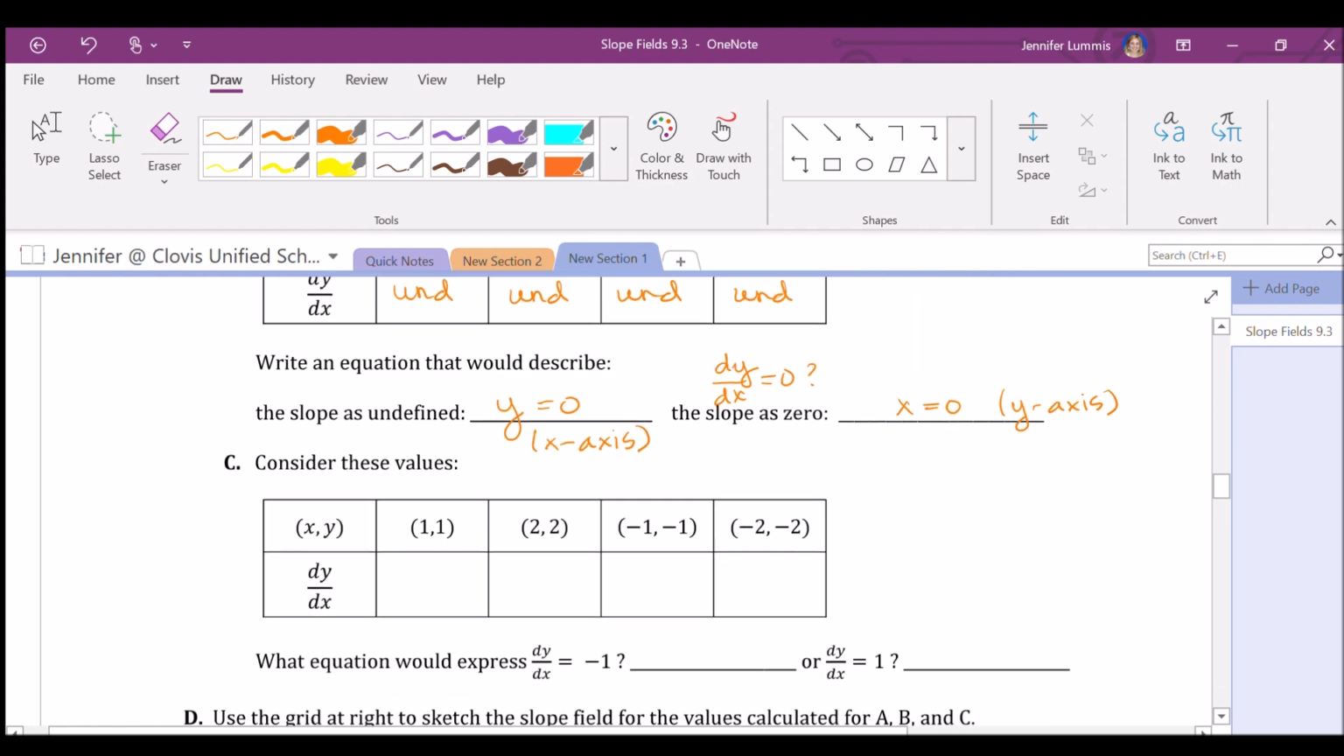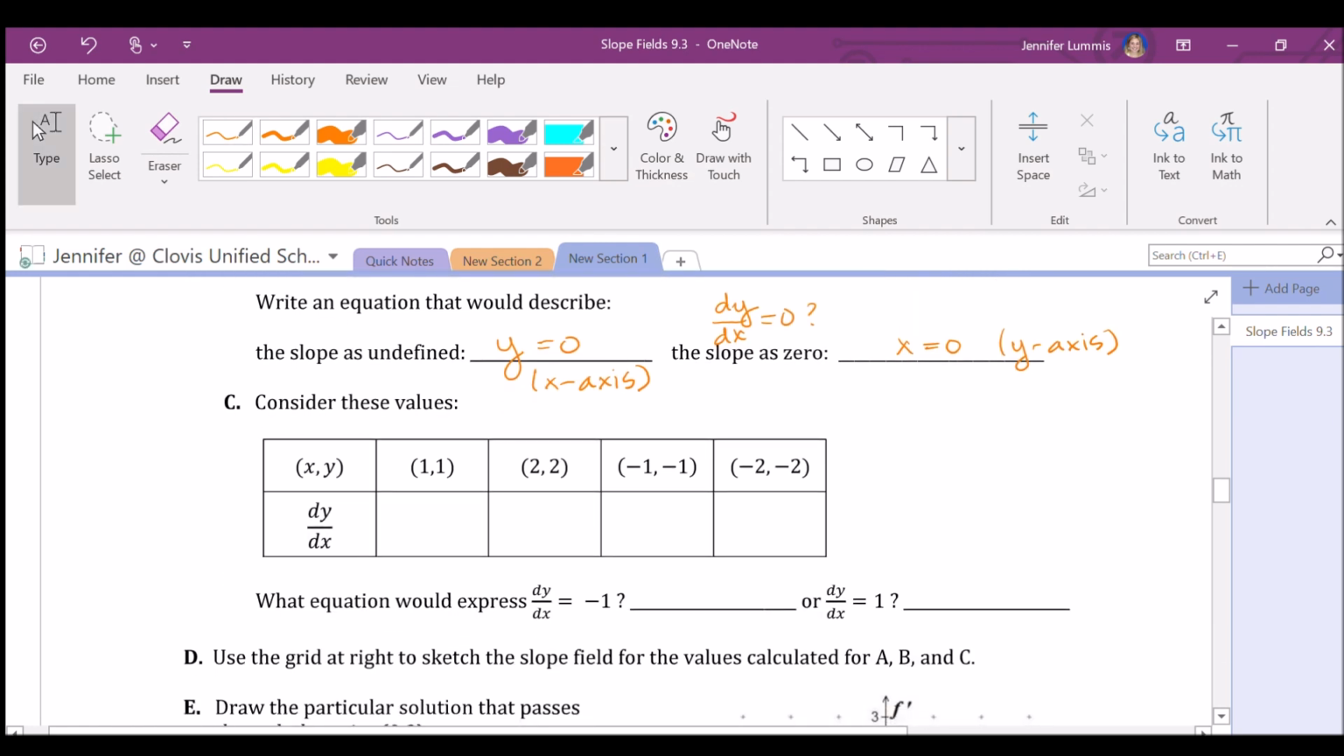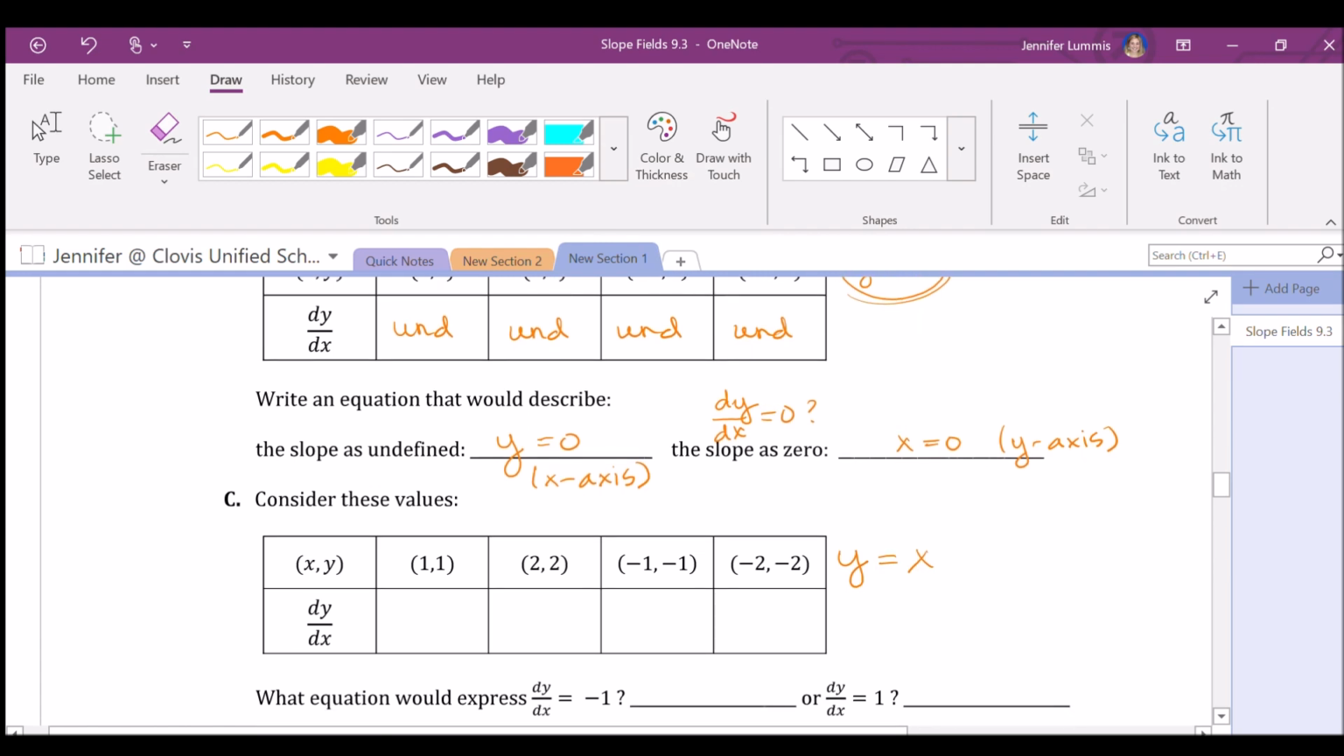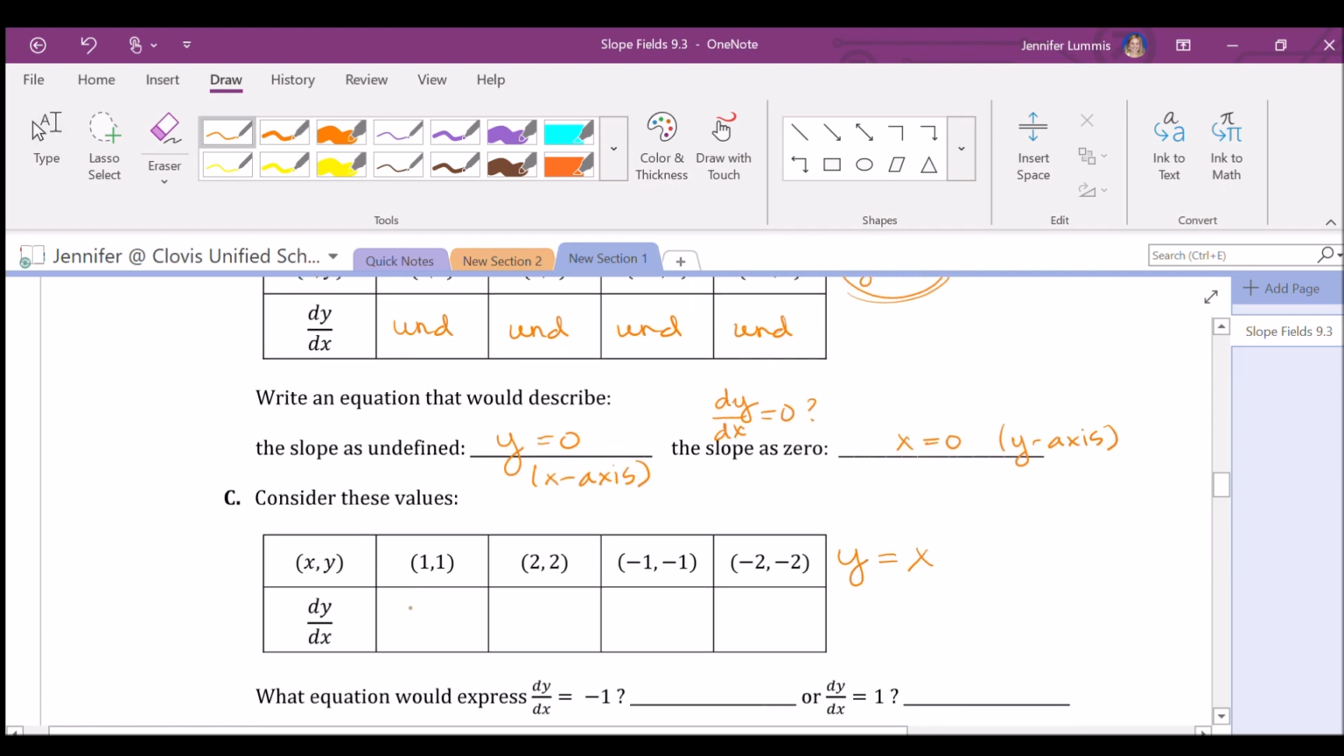All right, so for the same one, we want to consider these values. So you'll notice that all of these lie along the same line. That would be y is equal to x. So when we're on the line y equals x, we get negative 1 divided by 1 is negative 1. Negative 2 divided by 2, negative 1. Opposite of negative 1 divided by negative 1 is negative 1. And same thing here. They're all going to be negative 1.